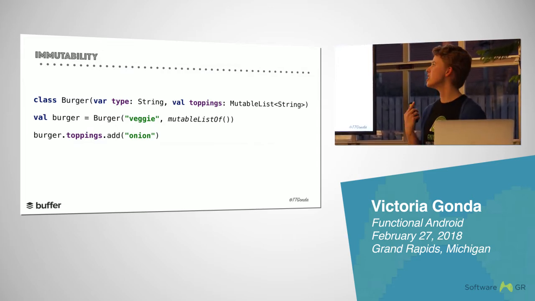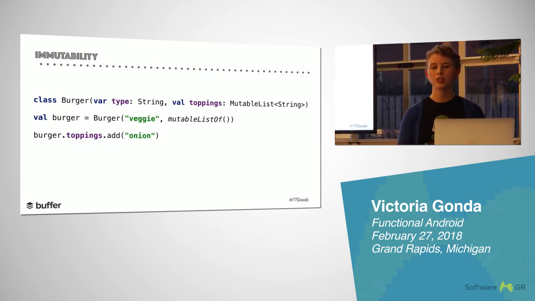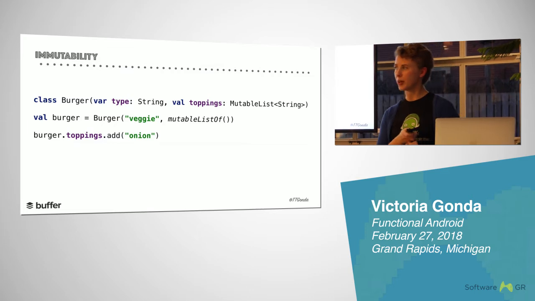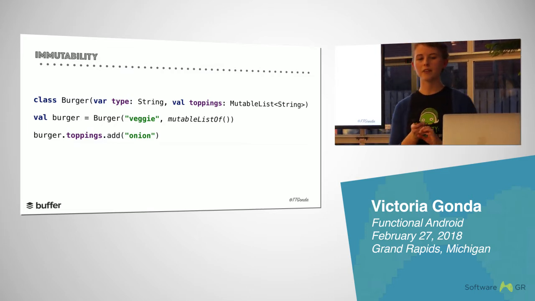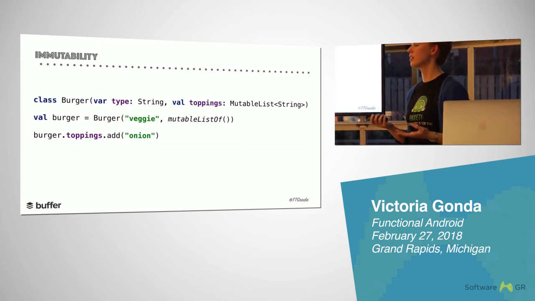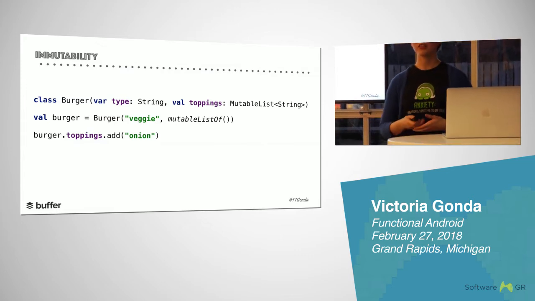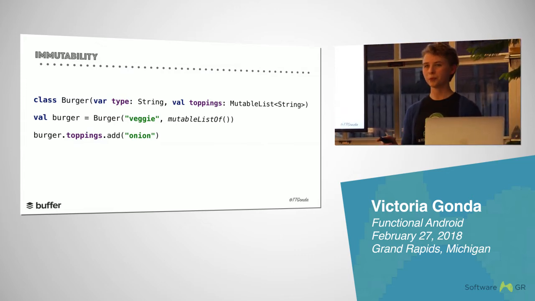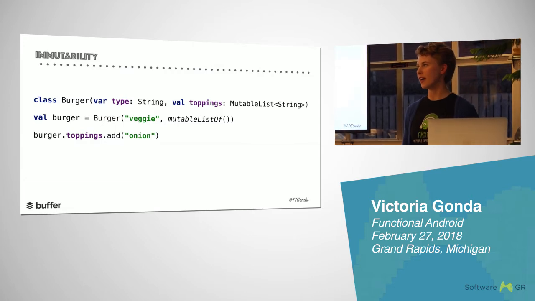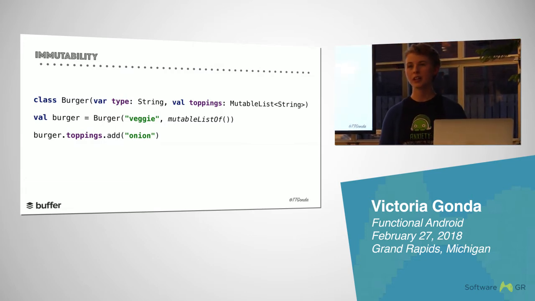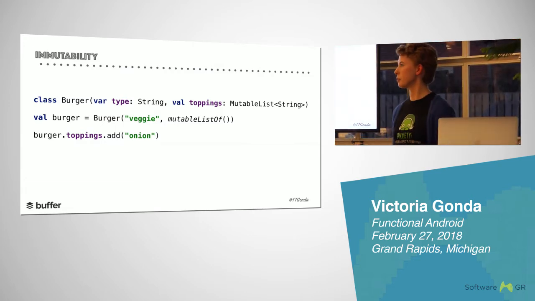So imagine we have an additional property on our burger, toppings. No, we can't assign a new list to it. But if the list is mutable, like default lists in Java, the items in the list can change. And that would be violating immutability. And this could also lead to unexpected behavior.